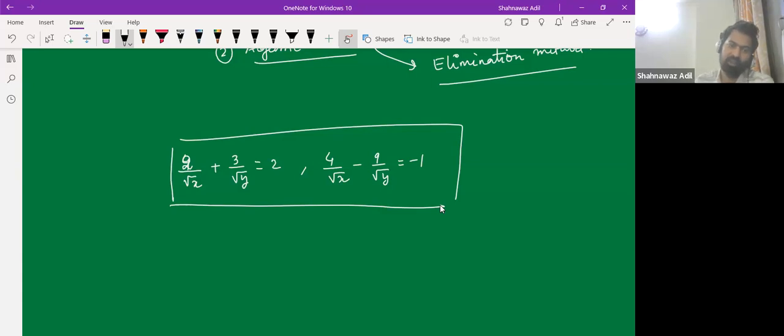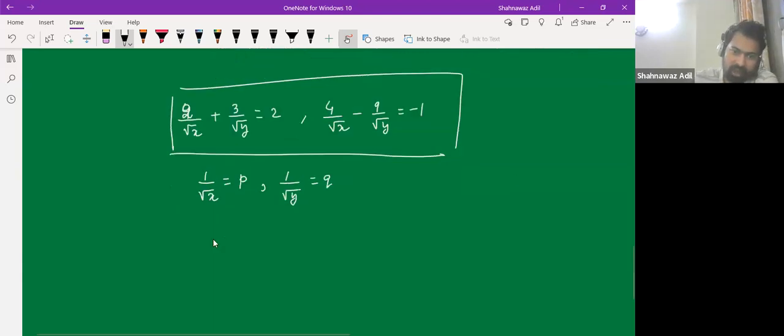So the first thing I can do is assume 1 by root x to be p, and 1 by root y to be q. So then this equation would become 2p plus 3q equal to 2, and the other equation is 4p minus 9q equal to minus 1. So now is this a linear equation?